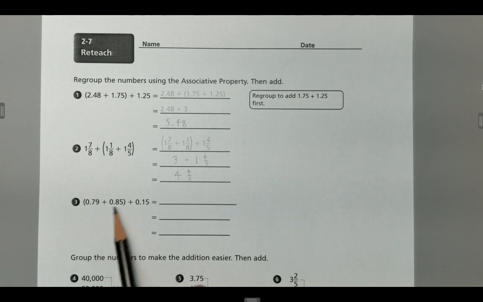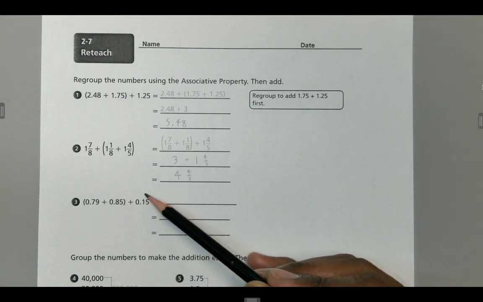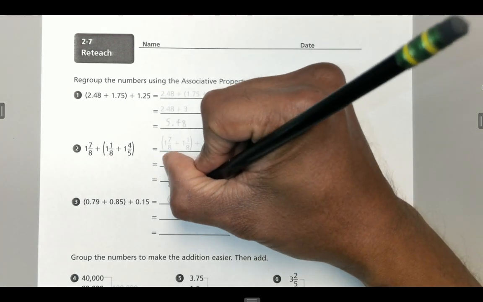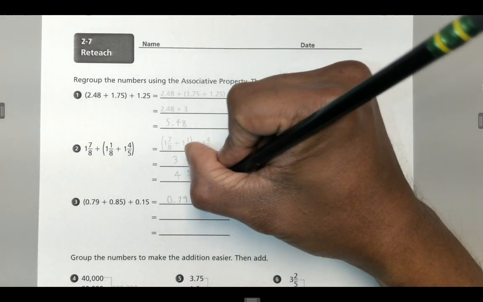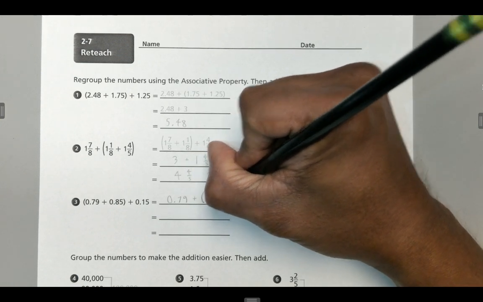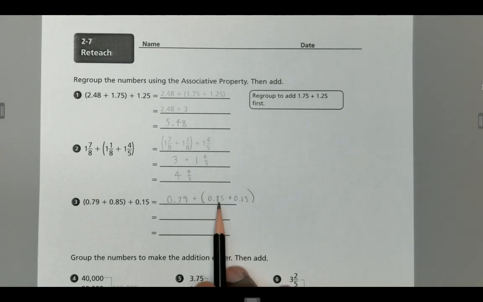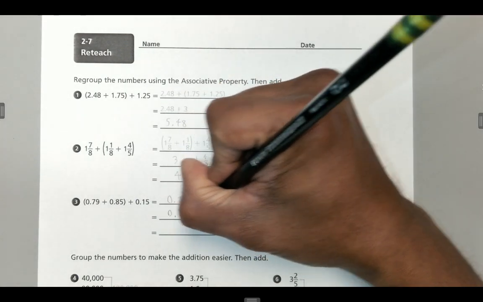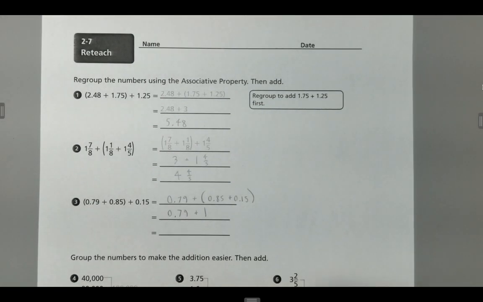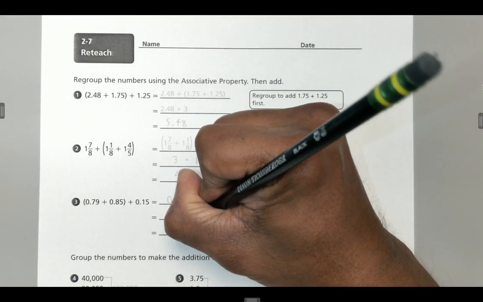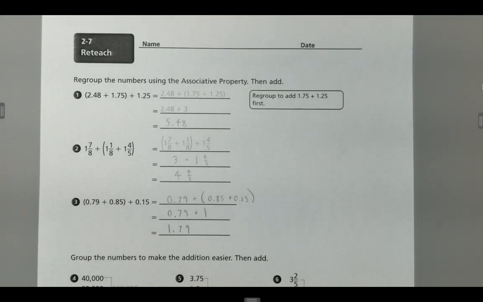Down here, 7900ths plus 8500ths inside the parentheses. What if we surrounded these two decimals with the parentheses and rewrote it as follows: 7900ths plus, open parentheses, 8500ths plus 1500ths, close parentheses. Can you do this step as mental math? It equals a whole. Get a final answer of 1 and 7900ths.